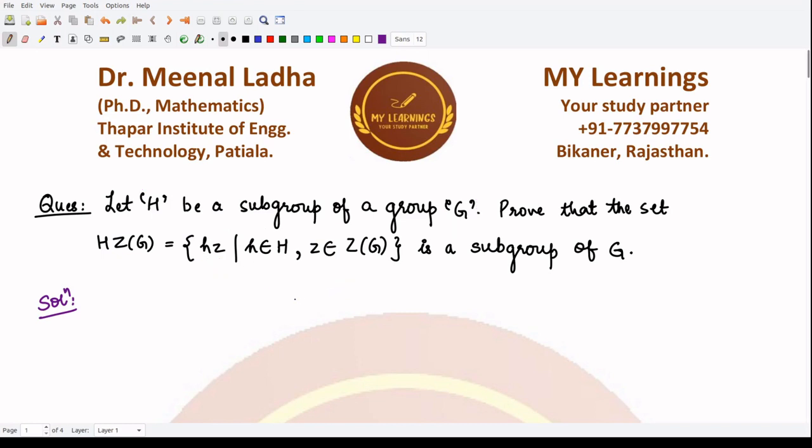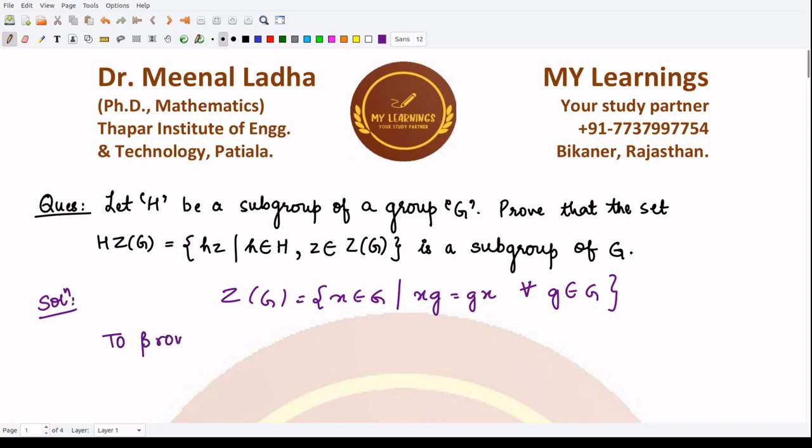Now remember the definition of center of group G. It contains all the elements x from the group G such that x commutes with all other elements, for all g belongs to G, right? This element x commutes with all other elements of the group, correct? This is our center of the group.